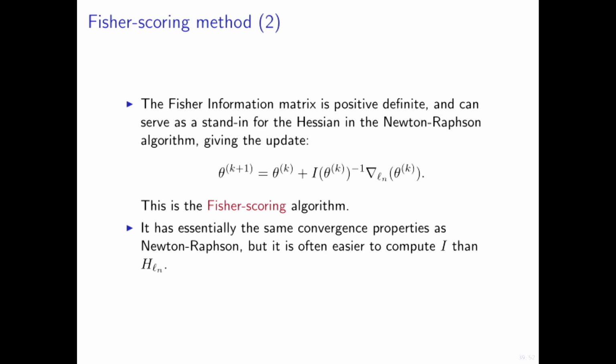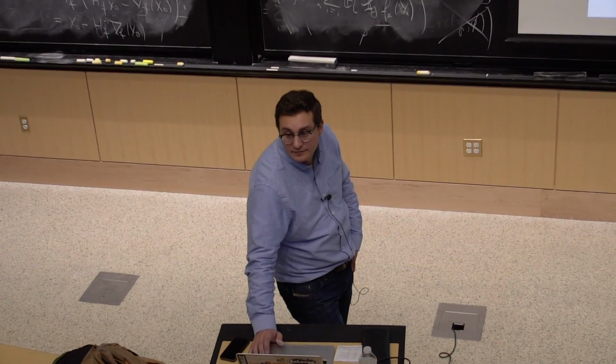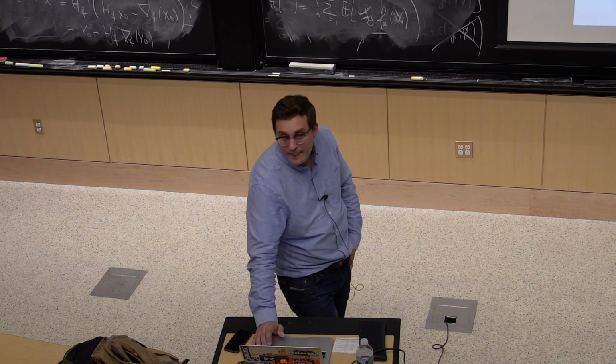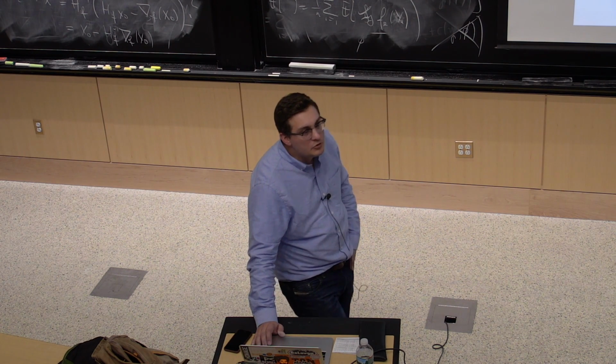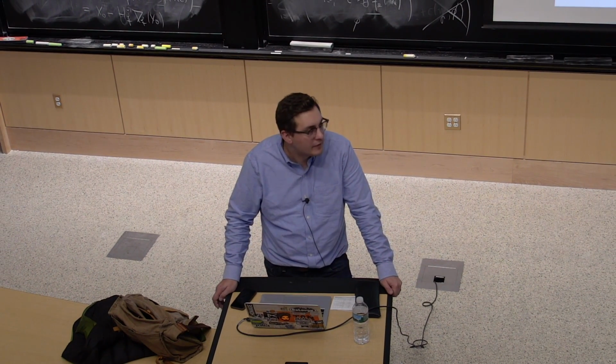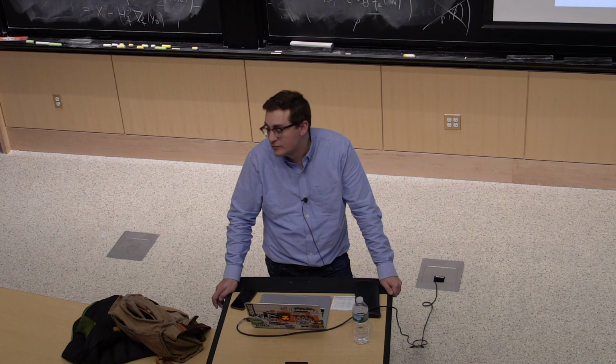And this guy has essentially the same convergence properties, and it just happens that it's easier to compute I than HLN. And that's it. That's really why you want to do this. Now, you might say that, well, if I use more information, I should do better, right? But it's actually not necessarily true for several reasons.